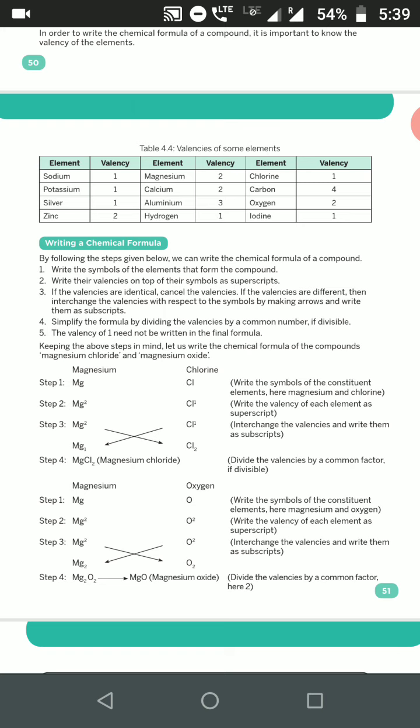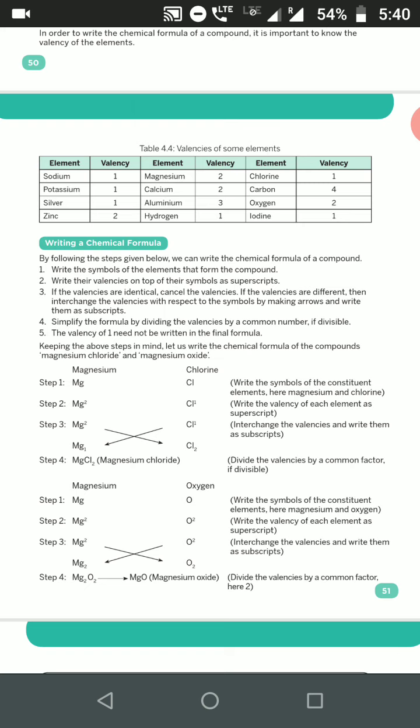If the valencies are different, then interchange the valencies with respect to the symbols by making an arrow. See the diagram, the arrow is made. The chlorine is having 1 atom, so we have written 1 on the top. Magnesium 2, valency of magnesium is 2.